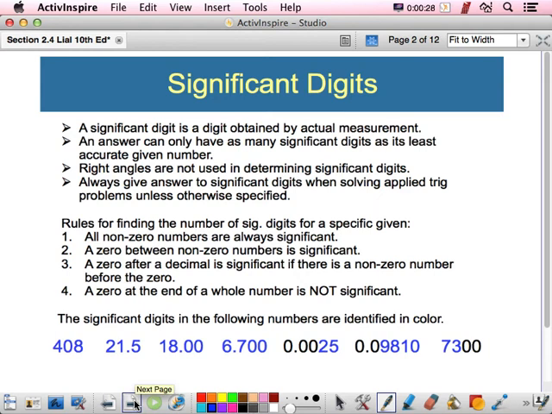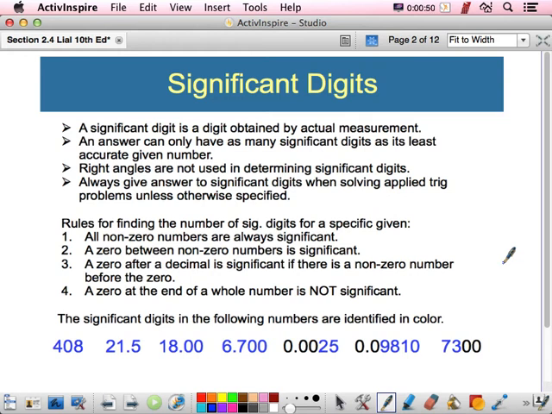I have to introduce you to significant digits. You're probably not going to have time to write this down right now, but understand that it is on my website. So if you don't have time to write it all down, there's no way you'll be able to get it all. Just listen for a minute, and then you can always go back to the website and take the notes if you need to. A significant digit is a digit that is obtained by actual measurement.